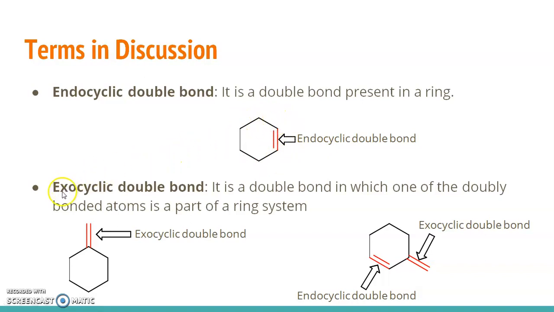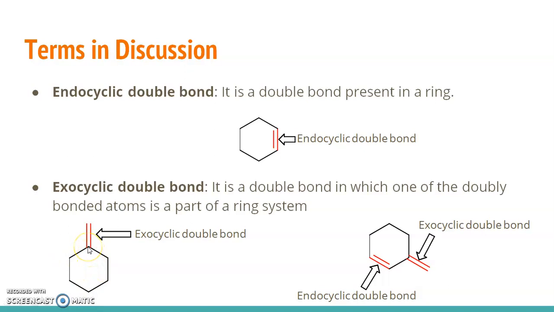There is one more possibility, that the double bond can be outside the ring system. If it is so, then it is an exocyclic double bond. So what do we mean by an exocyclic double bond? It is a double bond in which one of the doubly bonded atoms, that is this carbon, is a part of this ring system.